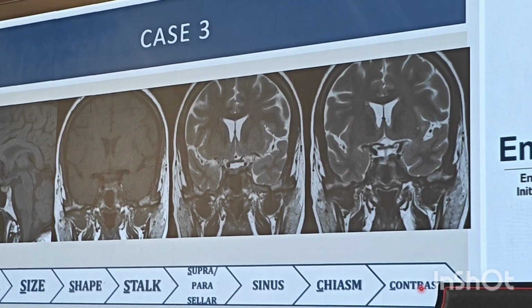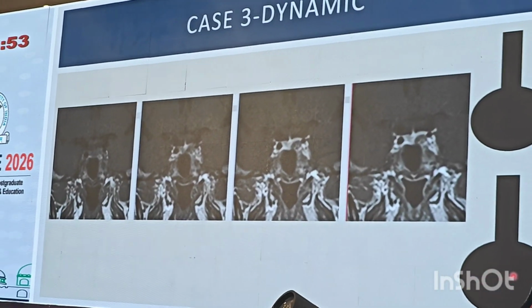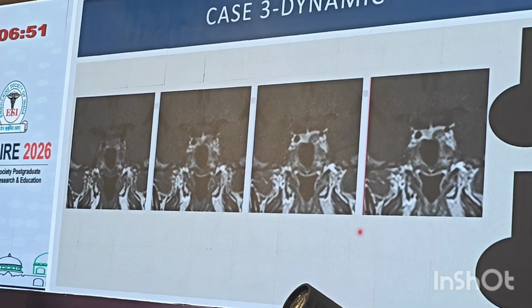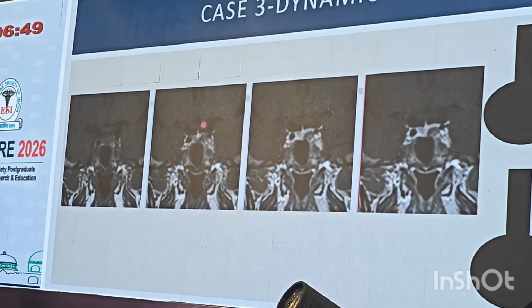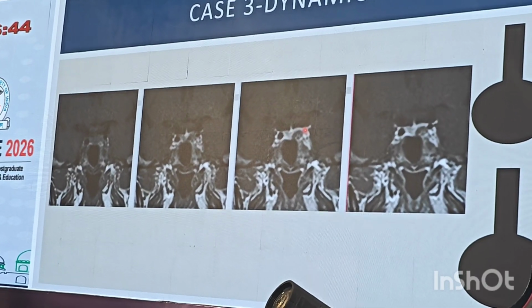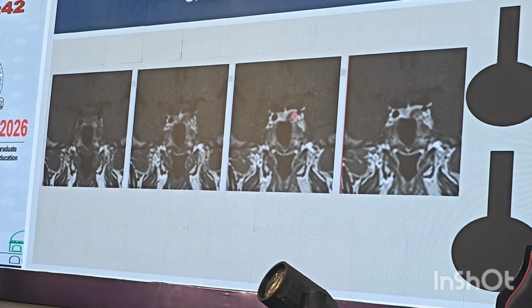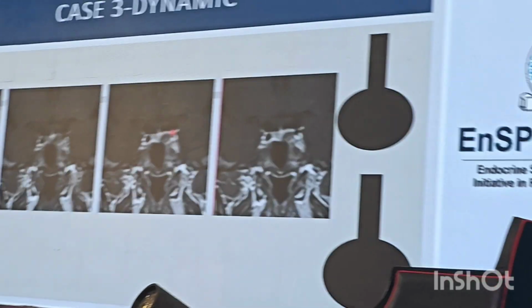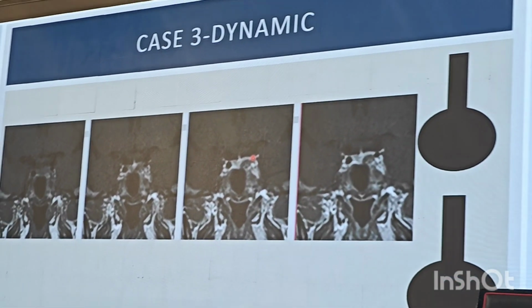So you would do a contrast. The contrast here is a dynamic sequence. If you are able to appreciate it, the infundibulum is enhancing. Subsequently the gland is enhancing homogeneously, but there is a small spot within the gland which is not enhancing. So you have your 30, 60, 90.